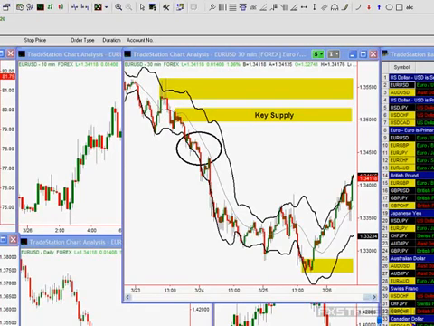In other words, if it was just a straight shot up to that key supply level, it can work, and that's fine.